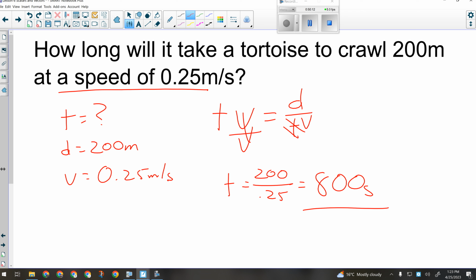There's 60 seconds in a minute, so what are we looking at there? It's like 13 minutes. It's a long time to crawl 200 meters, but they're not very fast. They can swim real fast, but they're not so fast when they're crawling. Everybody all right with that?